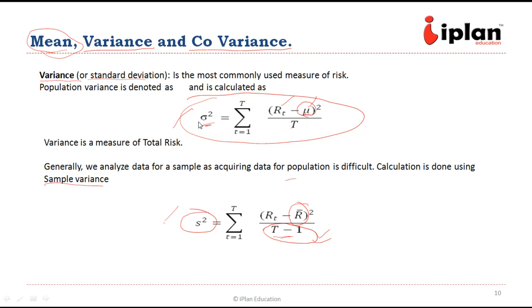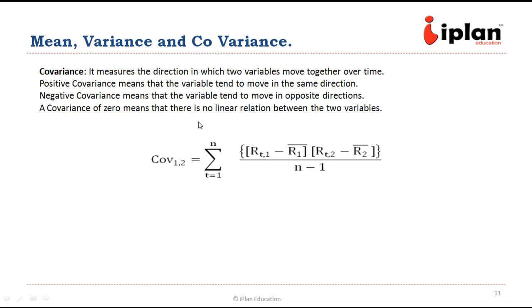Now let us look at the covariance. Covariance basically indicates the direction in which two variables are moving together over time. So a positive covariance means they are moving together in the same direction. In a negative covariance, they are moving in opposite directions in a time period. Zero covariance indicates that there is no linear relationship between the two variables. And mathematically, we represent it through this formula.